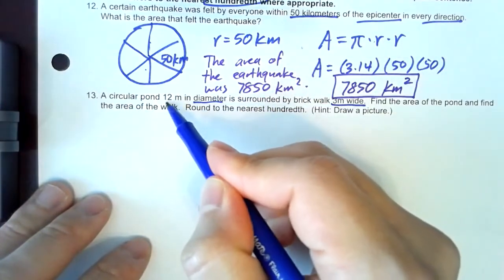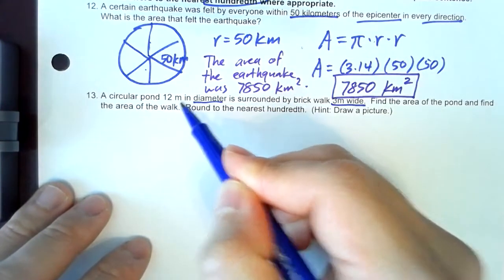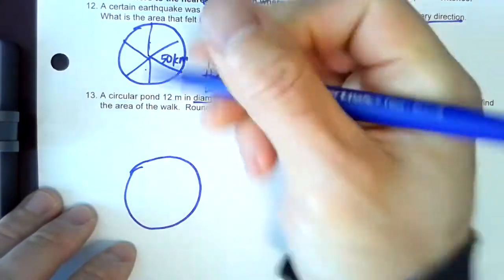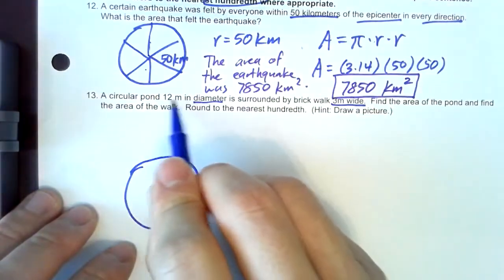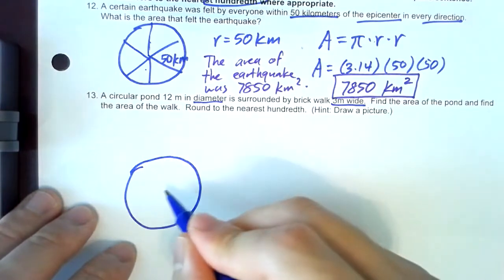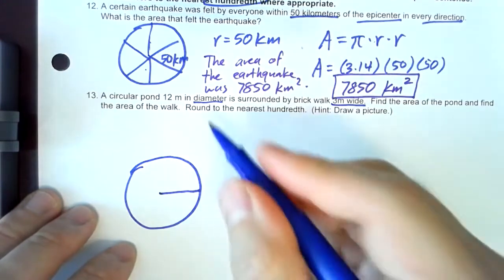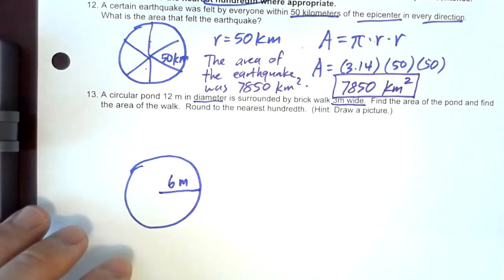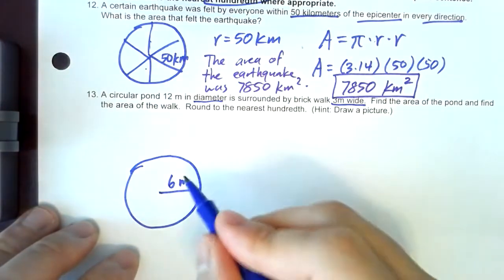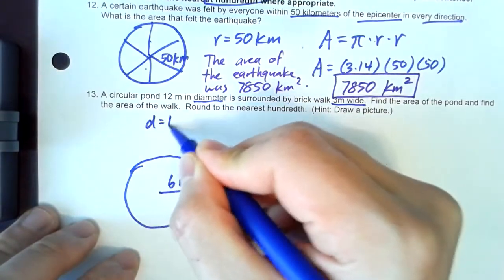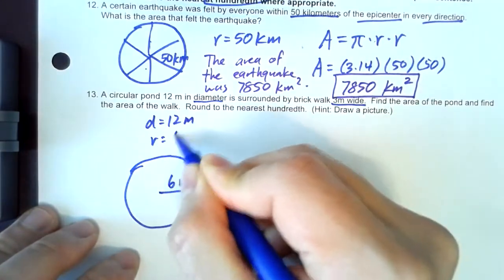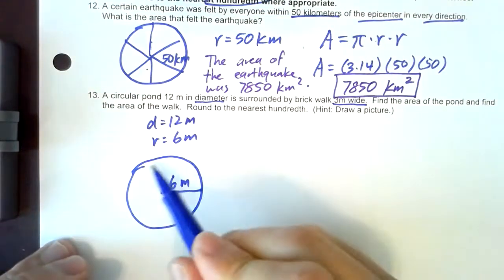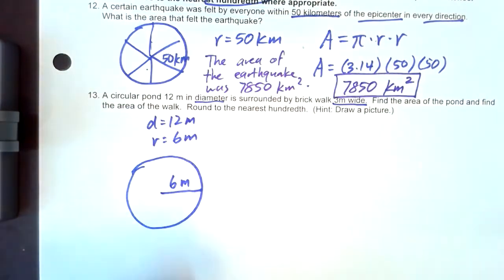So a circular pond has 12 meters in diameter. One thing we realize too, class, is we don't want to use diameter for area. So instead of saying it's 12 meters in diameter, I'm going to write that the pond is 6 meters in radius. Okay, so we know that if D is equal to 12 meters, R is equal to 6 meters. So we could definitely calculate the area of this pond right now.